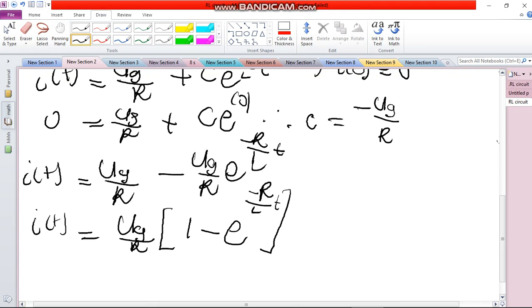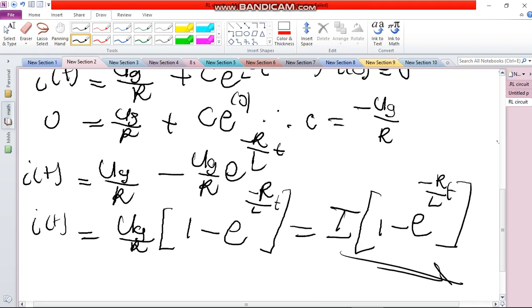According to Ohm's law, what is voltage divided by resistance? That is current, which is I into 1 minus e to power negative R over L t. So we have proven the formula.